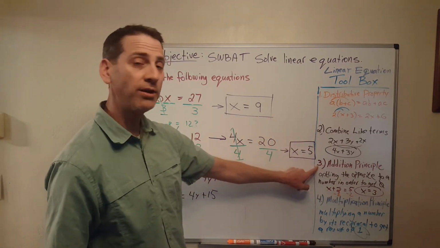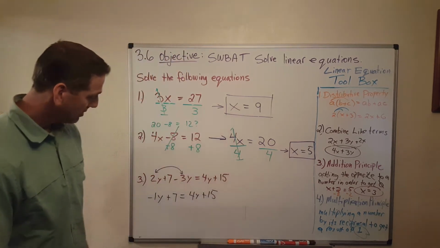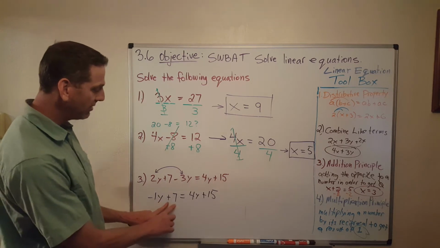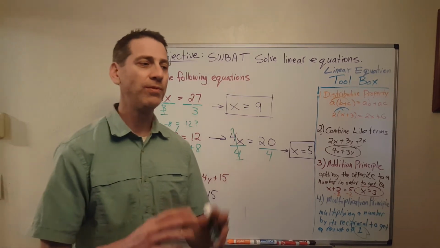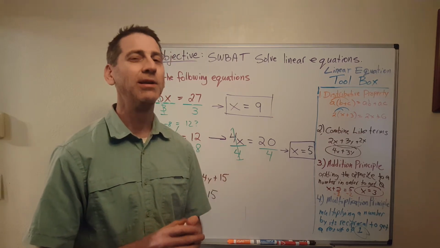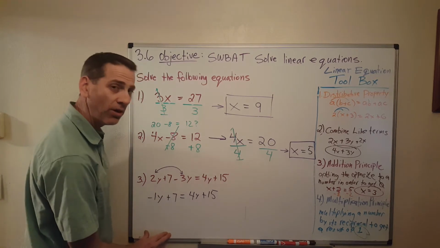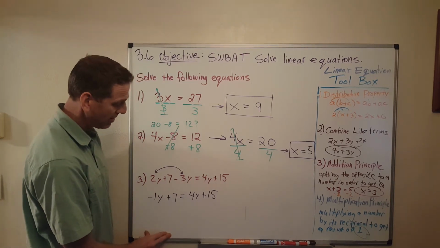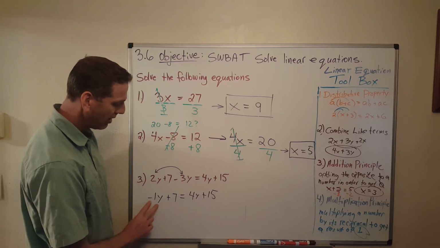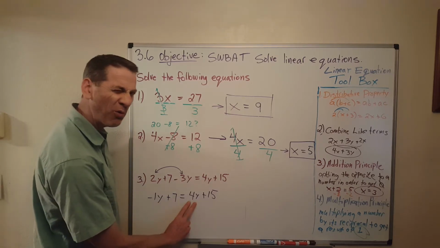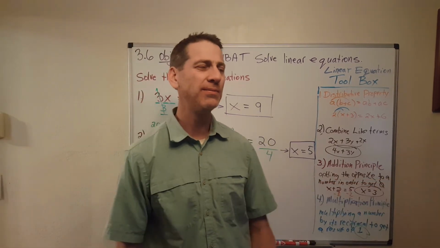So now I move to addition principle. Am I adding or subtracting anything? Yeah, I sure am. I'm adding 7 here and I'm adding 15 there. Okay, so you have to remember what your goal is. Your goal is to get y by itself on the left side. I want to get y all by itself on the left side. Well, looky here. I got a negative 1y. I have a 4y over there.